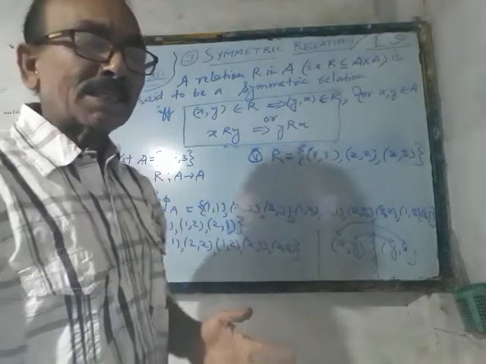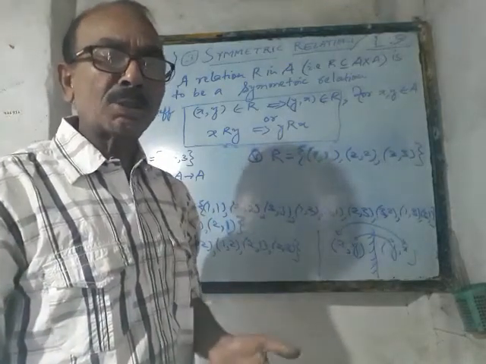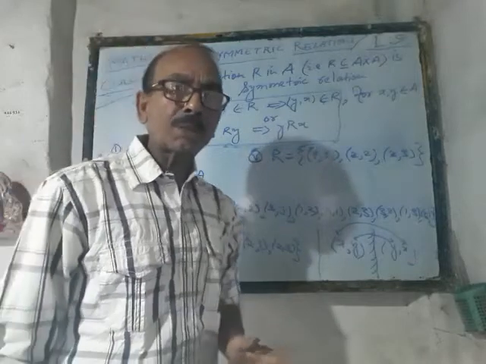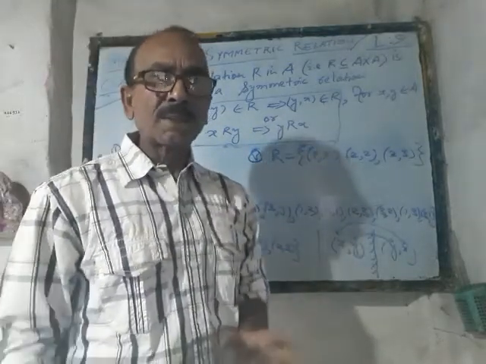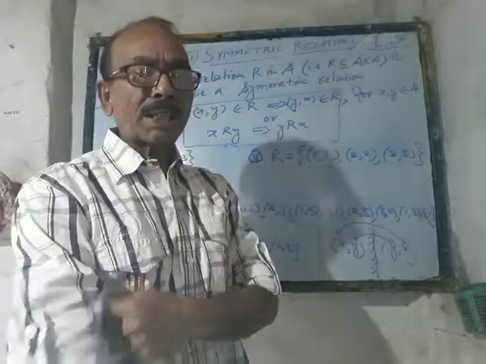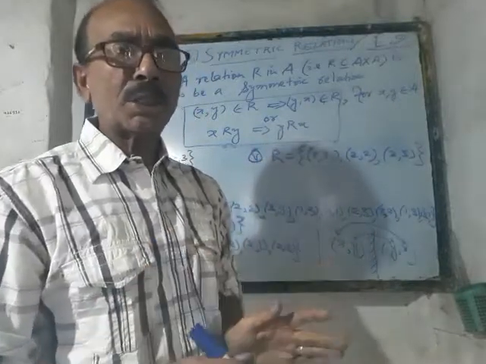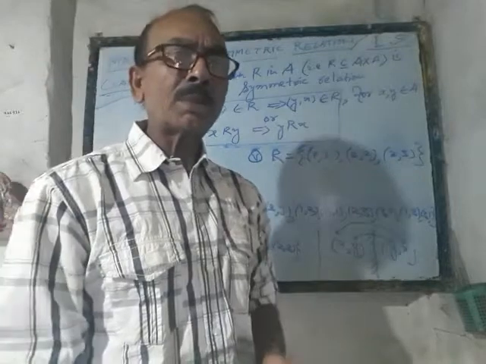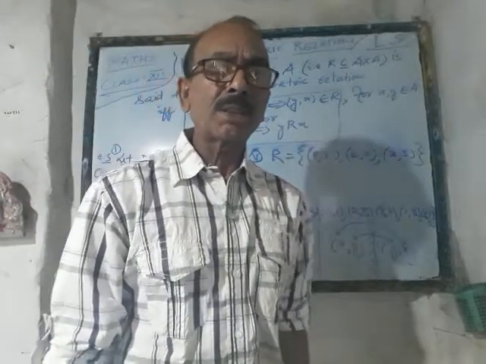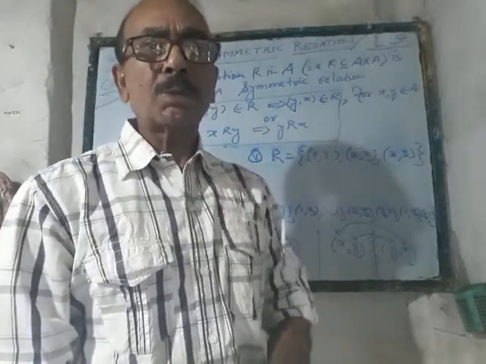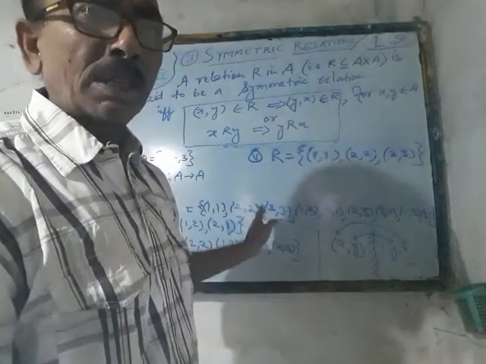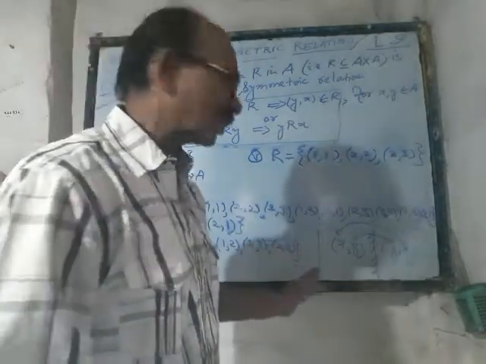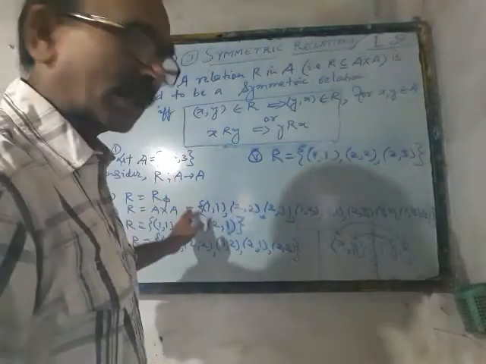Suppose (x, y) is not lying in the relation, then we are not bothered about whether (y, x) is lying in that particular relation or not. It is only the case that if (x, y) is there, then we shall look for (y, x). If (x, y) is not there, there is no need to check whether (y, x) is there or not. We will understand all of this with the examples I have just written. Just go on watching the example.